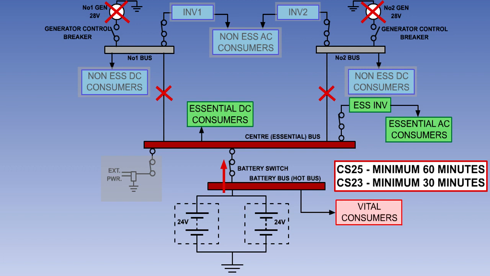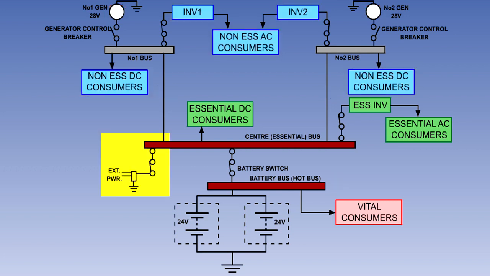The batteries will automatically supply power to the essential services and keep them operating for a predetermined period of time, calculated on the basis of consumer load requirements and battery state of charge. This must be for a minimum of 30 minutes for aircraft certified to EASA CS23 and 60 minutes for aircraft certified to EASA CS25.